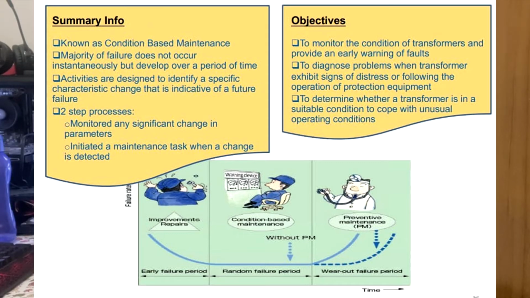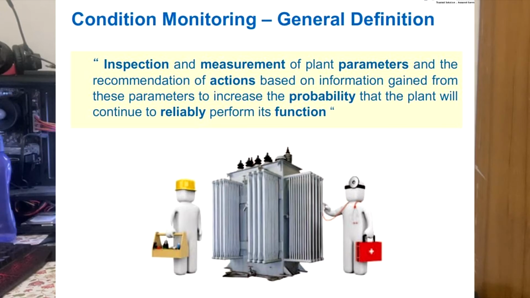And the last objective is to determine whether a transformer is in a suitable condition to cope with unusual operating conditions. Move to the next point, which is condition monitoring general definition. It is inspection and measurement of plant parameters and the recommendation of actions based on the information gained from these parameters to increase the probability that the plant will continue to reliably perform its function.